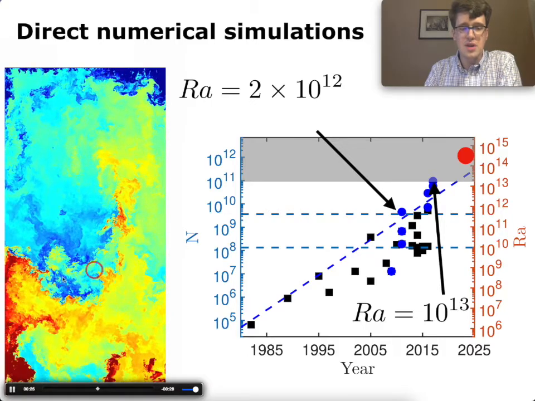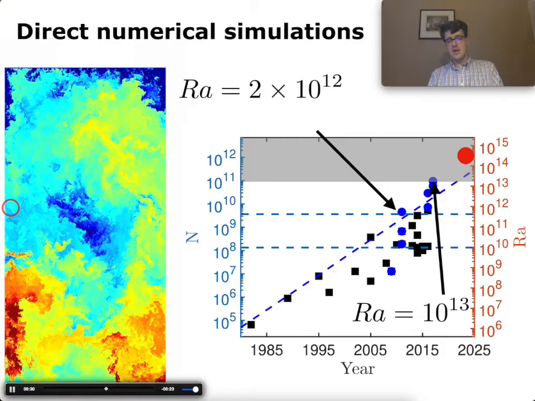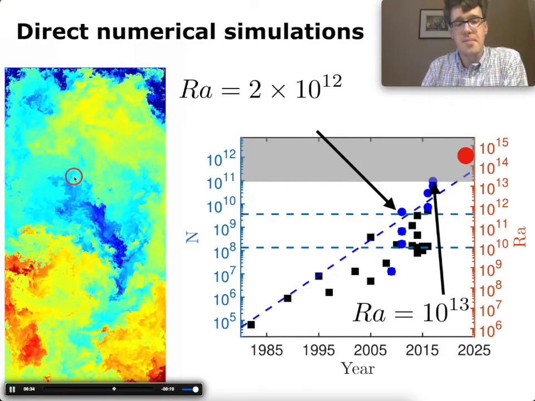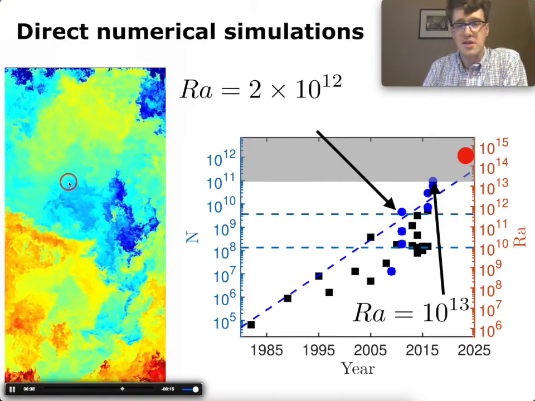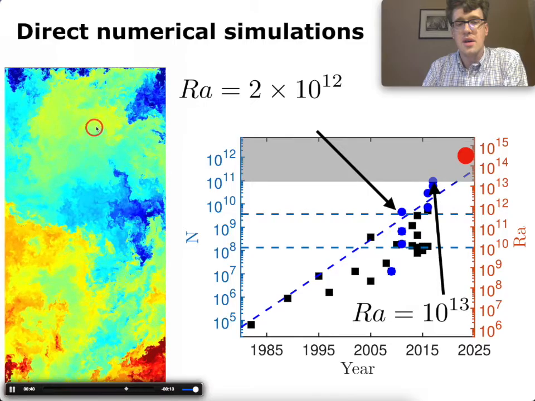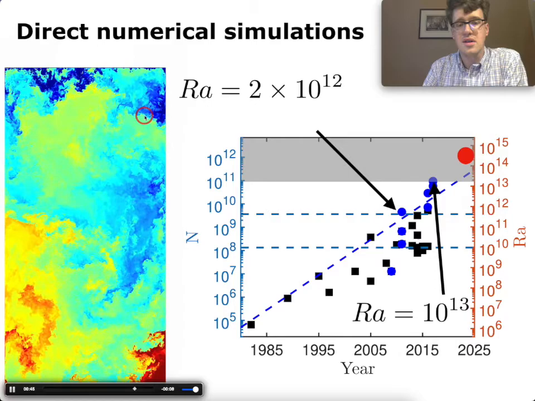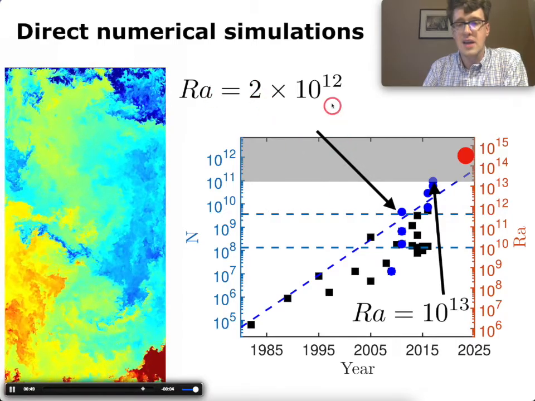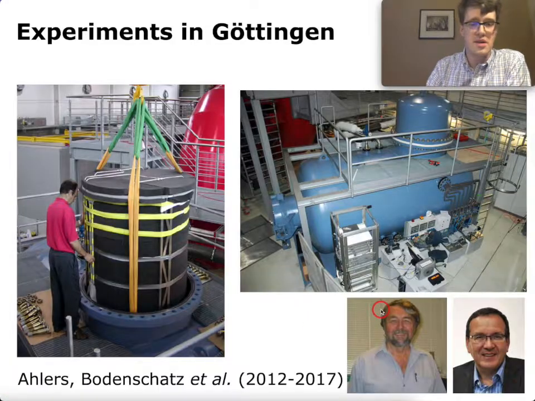And what we're doing in these simulations is simulation in cylinders. This will allow a one-to-one comparison between experiments and simulations, with experiments being performed in Göttingen and the simulations performed in the Max Planck Center in Twente. And now we're doing simulations up to really 10 to the 13 in this system.